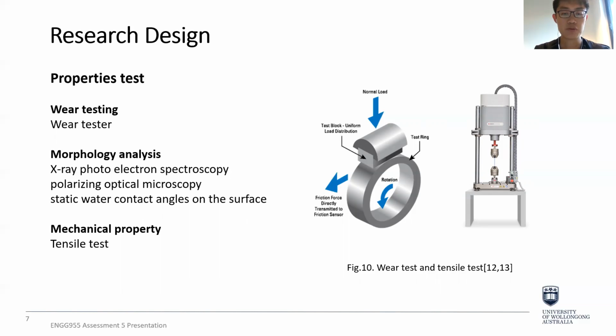For the mechanical properties, a tensile test was used to measure yield strength, ultimate tensile strength, Young's modulus, impact strength, and elongation at break of these samples. 3 samples were tested in each test above.